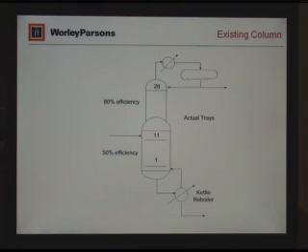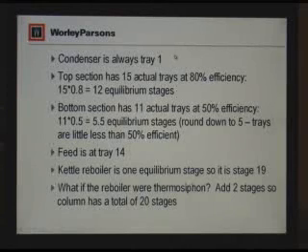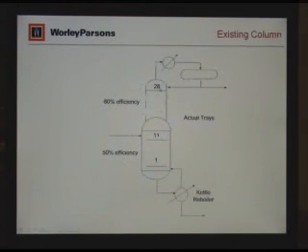And I gave you the answer in the next slide, so you're cheating. So you would put the condenser as tray 1, and then the top section has 15 actual trays at 80% efficiency, so you're actually going to end up with 12 equilibrium stages. So up here, you're going to end up with 12 for Pro 2. So 1 here for the condenser, and then 2 through 13. I can't do math anymore in my head. That will be the top section.